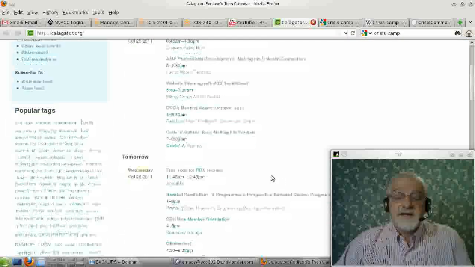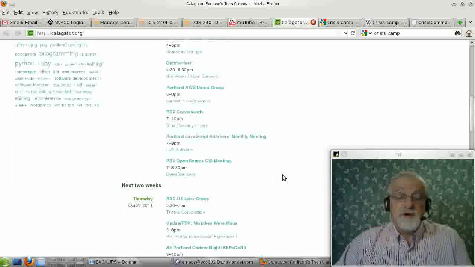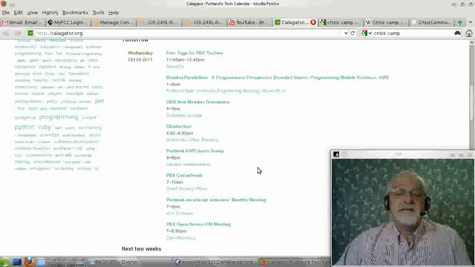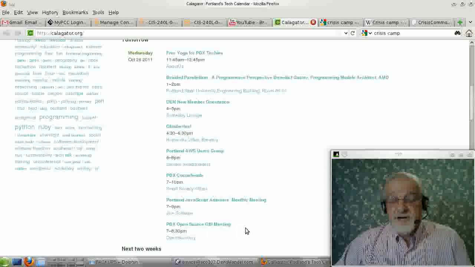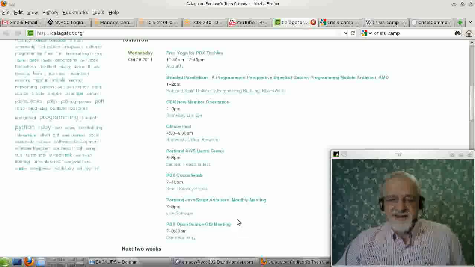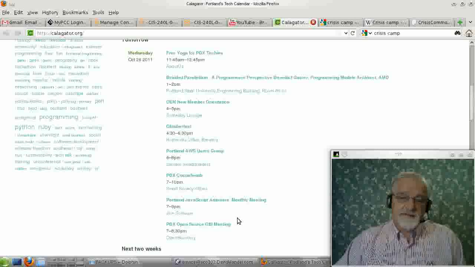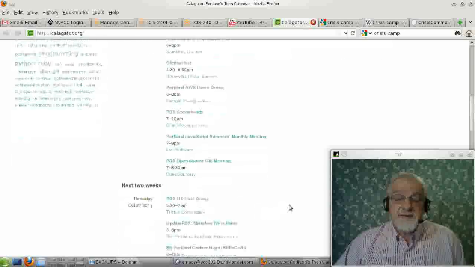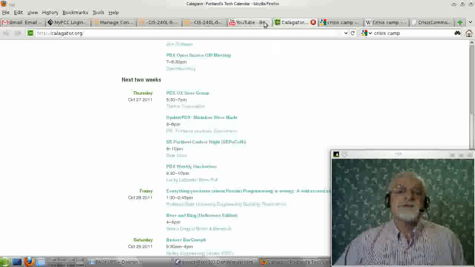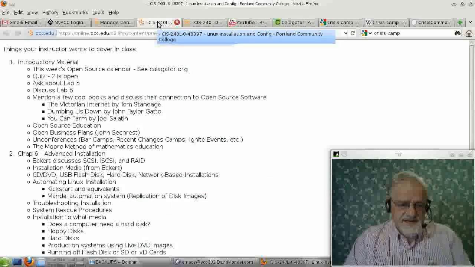Other events happening: there's an event here on Wednesday that I think I'll try to go to on Wednesday evening, the PDX Open Source GIS meeting. GIS stands for Geographic Information Systems. There's a great deal of open source GIS done nowadays, such as OpenStreetMaps, QGIS, GRASS, OpenMap, and the University of Minnesota Map Server, just to mention a few major products that are based on open source GIS. That should be a good meeting.